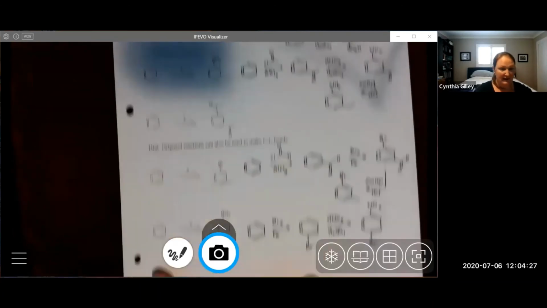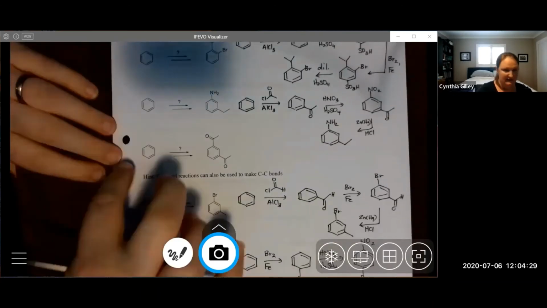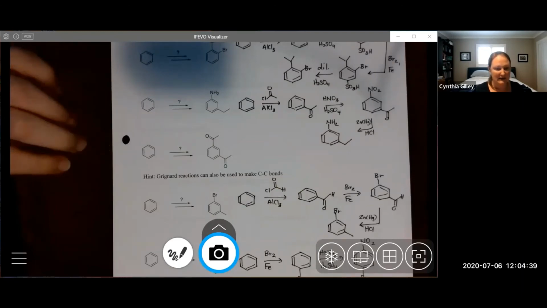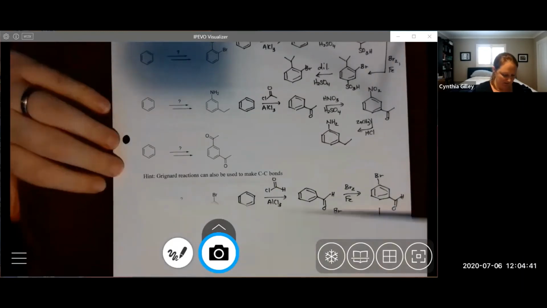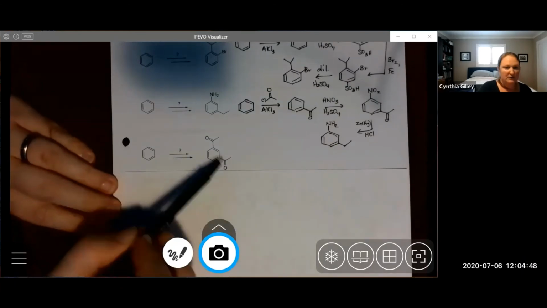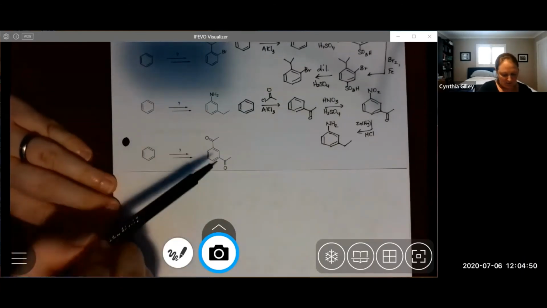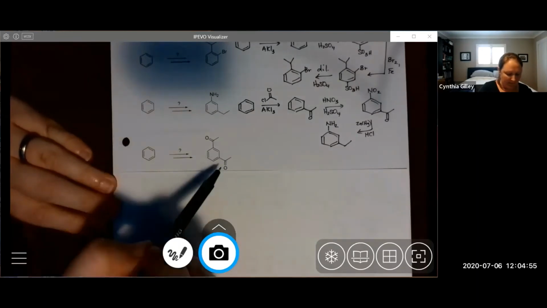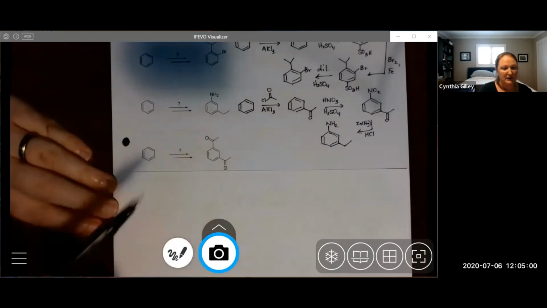This one is a particular challenge. This is very difficult to do. That's going to be a very, what we call a lengthy synthesis, or steppy, meaning it has a lot of steps necessary to get this done. Because the problem is, while these are both meta directors, and it might look like, oh, I'll just introduce one and then I'll just introduce the next one, right? But the problem is that this is a moderate deactivator, and the next reaction is a Friedel-Crafts reaction.